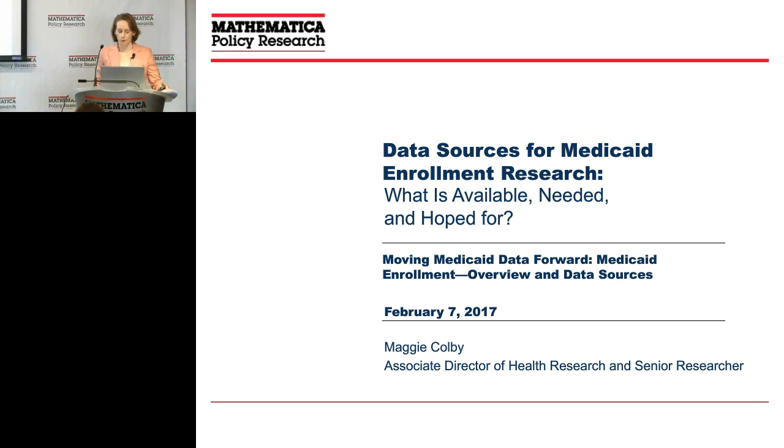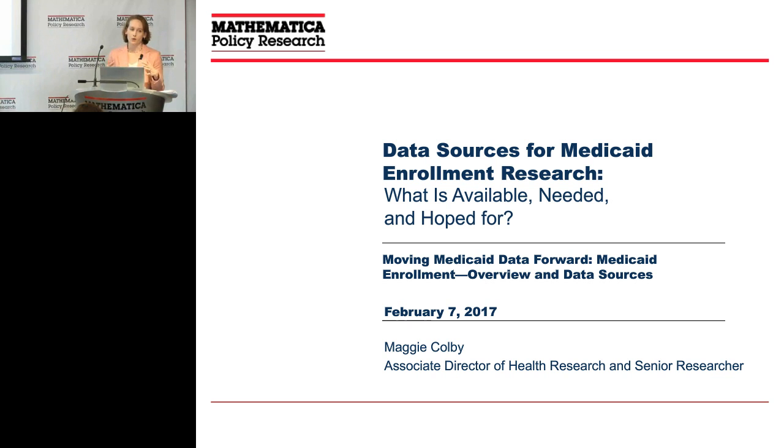All right, so Robin gave us a nice overview of what the eligibility landscape looked like, and I think the big takeaway there is that states have a lot of discretion, a lot of options. So what I'm going to talk about is a little bit of a deeper dive into what the data sources are that are available for Medicaid enrollment research, specifically thinking about what you can use that will allow you to look at variation across states.